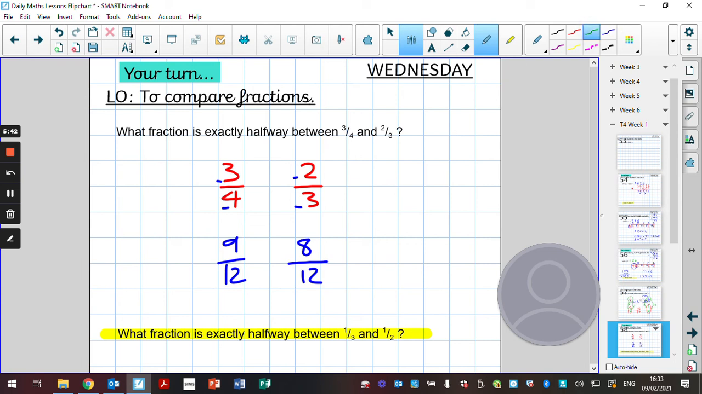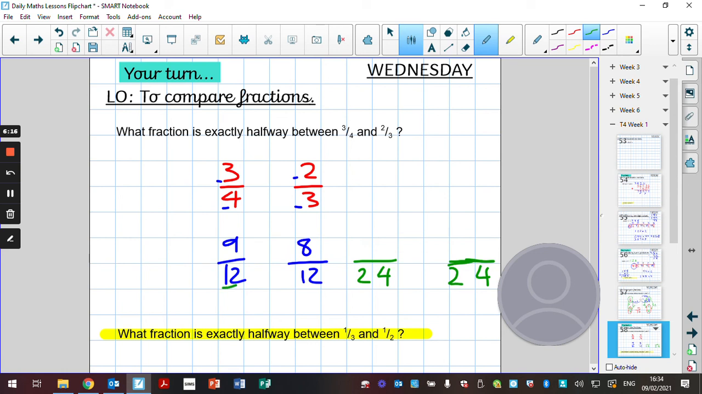Now, hopefully you would have noticed something there. I've got common denominators. I've got 9 twelfths and 8 twelfths. Well, I haven't got a fraction which is halfway between, because 8.5 twelfths isn't a fraction. So hopefully you would have realised that you need to now find another common denominator. If we use the denominator 12, the next logical one, a multiple of 12, would be 24. So let's see what happens when we change the denominator to 24.